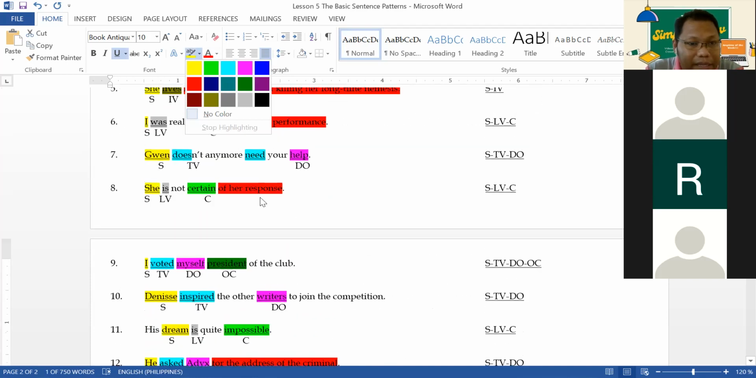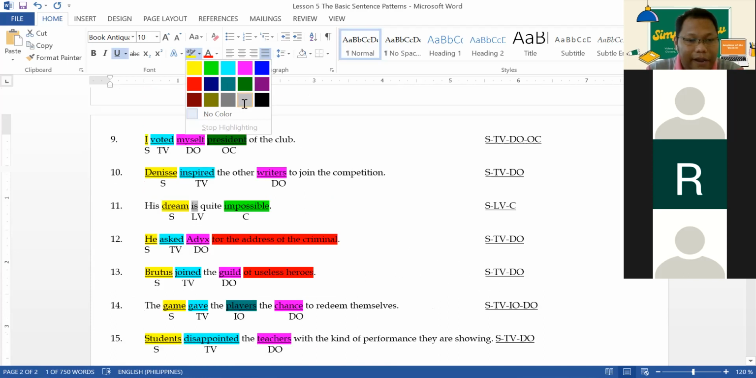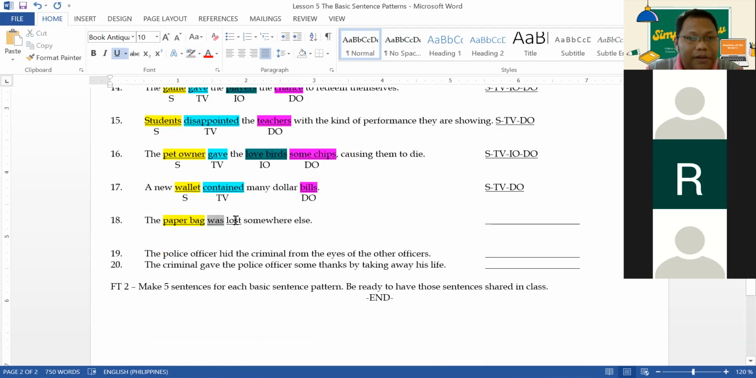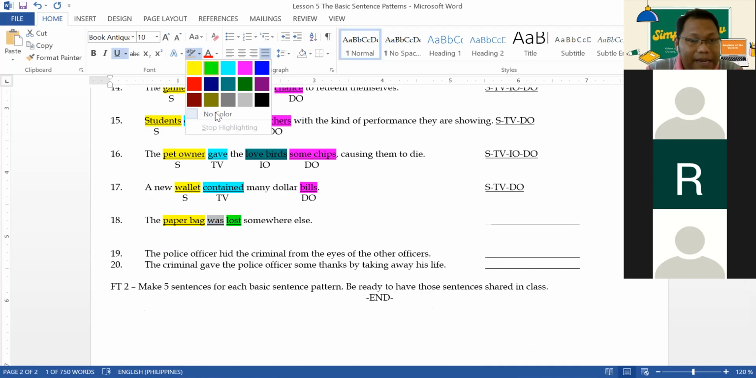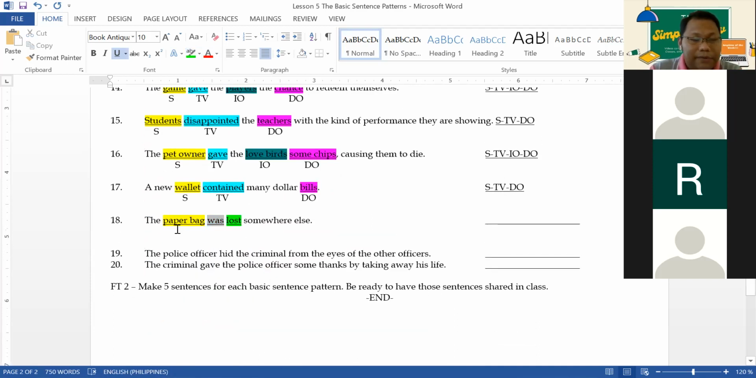What's the color for the linking verb? Silver, gray. And then we color this with green, if I'm not mistaken. So this is our subject. This is our linking verb. And this is our complement. Sentence pattern, SLVC.